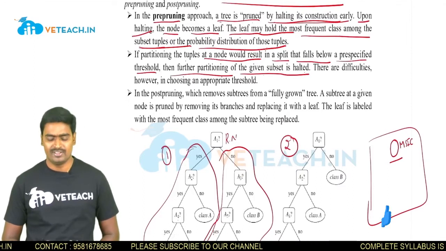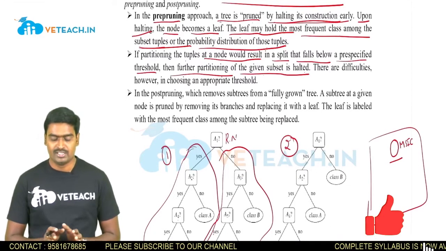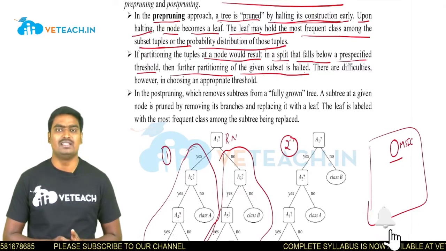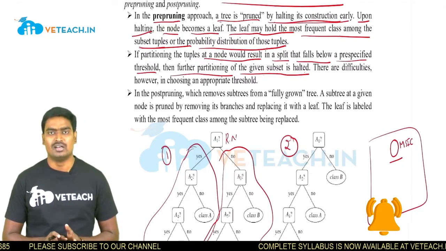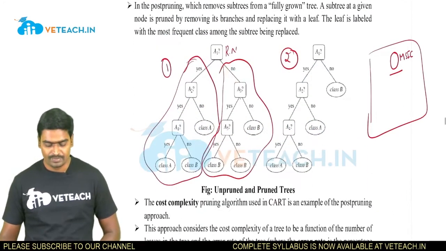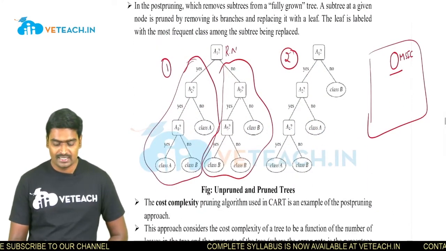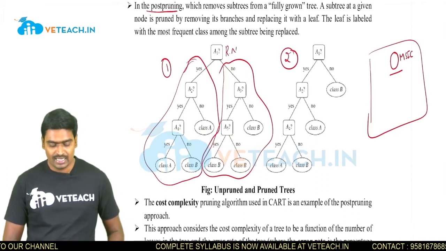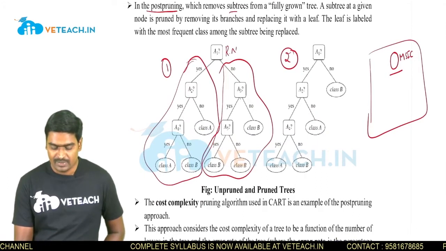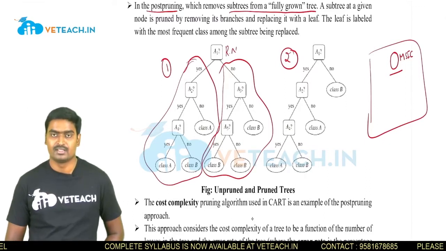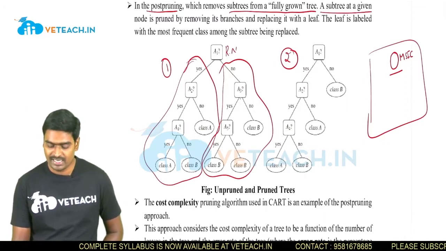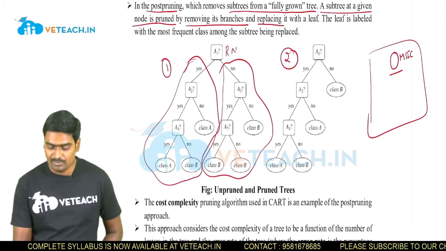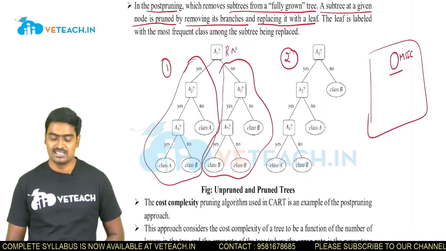And now what we are understanding of this pre-pruning: we need to create the pre-pruning construction. We have to apply the number of attributes. What is it? How to apply the post pruning? So this is the post pruning technique. After that, we have to apply the subtrees from the fully grown tree. In the fully grown tree, a subtree at a given node is pruned by removing the branches and replacing it with the leaf.